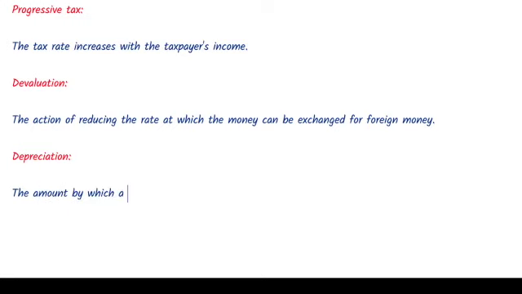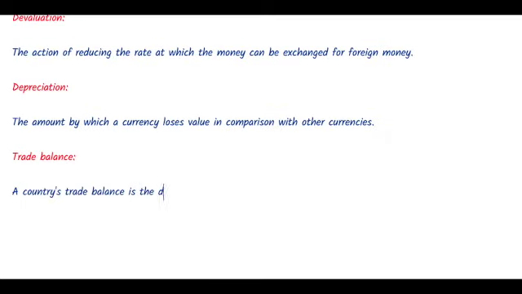Depreciation is the amount by which a currency loses value in comparison with other currencies. Economic depreciation can be important for asset owners seeking to sell an asset in the open market. Trade balance. A country's trade balance is the difference between how much it exports and how much it imports.